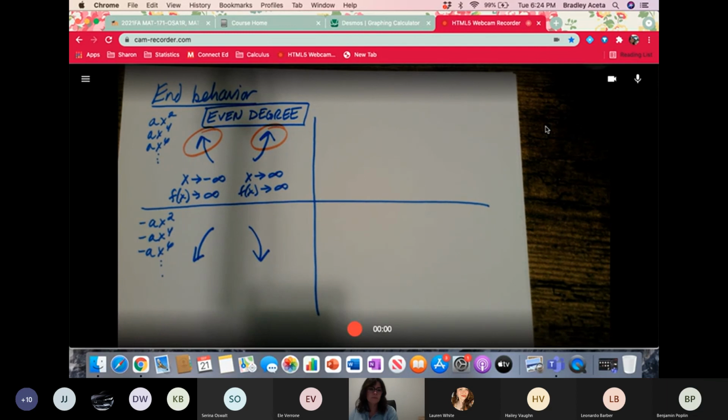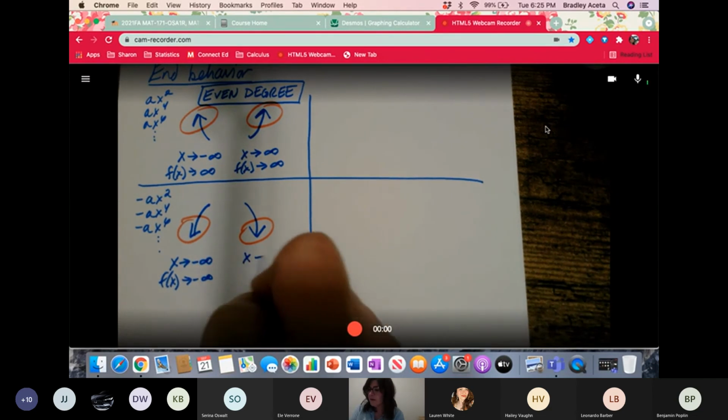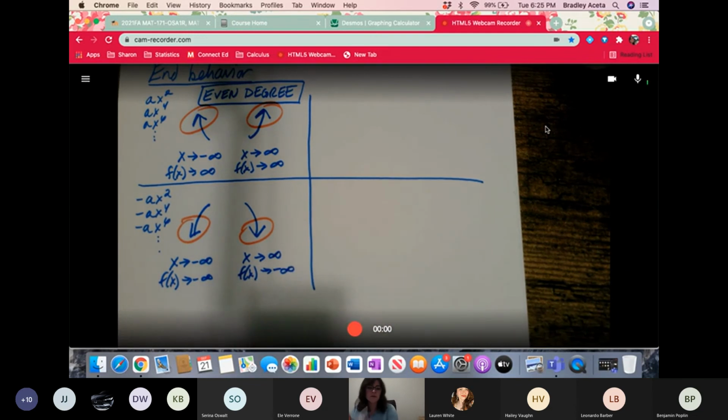It flipped upside down. So now my ends go like this. The ends of the graph go down, down. So as x gets more and more largely negative, your y values also become negative. As x gets more and more largely positive, your y values get more and more negative still, because both ends are going down. So that's what happens with an even degree polynomial: an x to the 4th, an x to the 6th, x to the 8th, x squared, all of them.